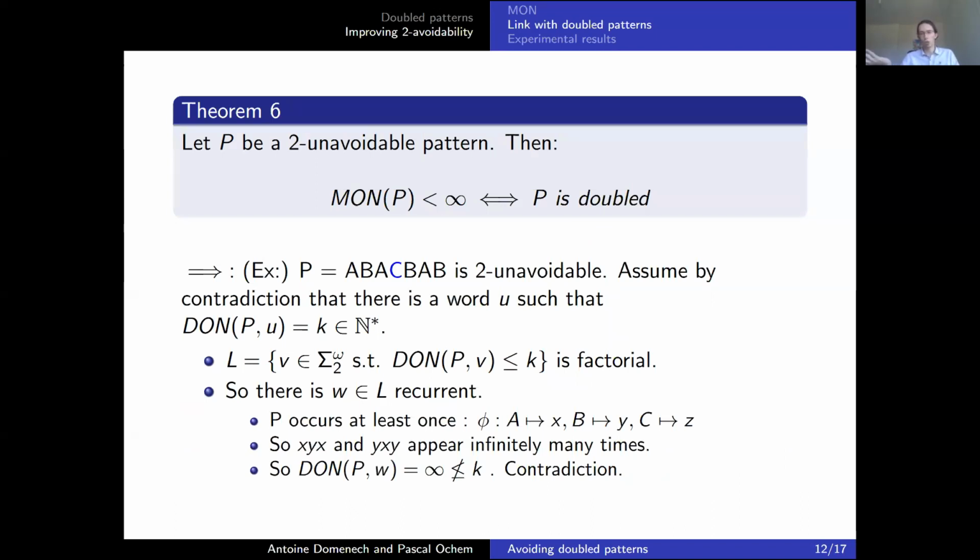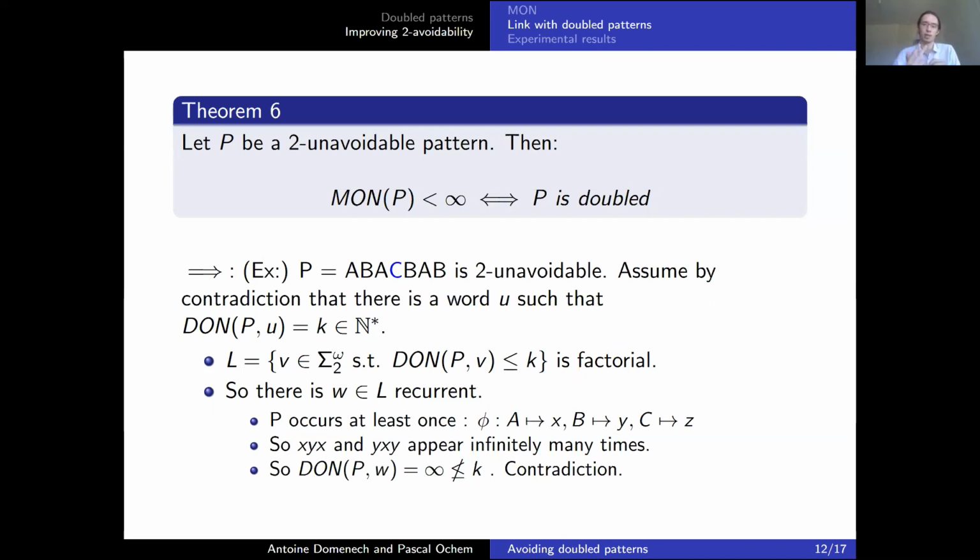Because before we worked on double patterns, because avoidability of patterns in general is a very hard problem. So restricting ourselves to double patterns was a good idea. But then, there is a really, really good reason to restrict ourselves to double patterns: if you take a pattern that is 2-unavoidable, then its minimal occurrences number is finite if and only if the pattern is doubled.